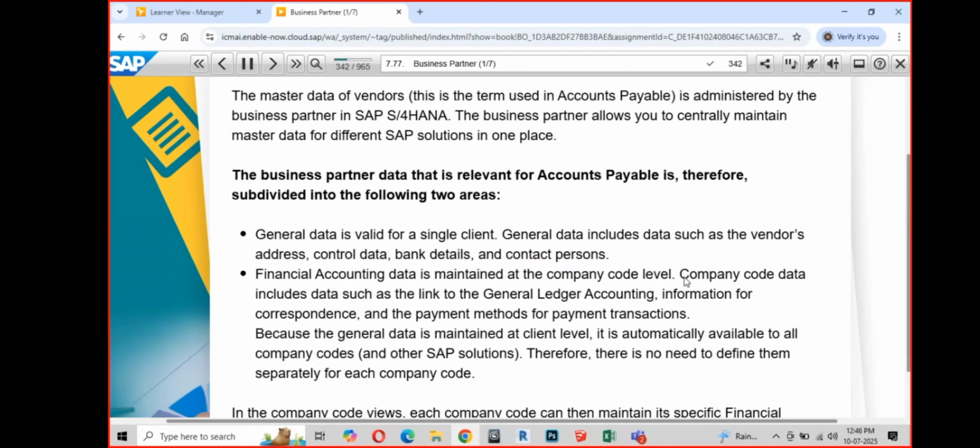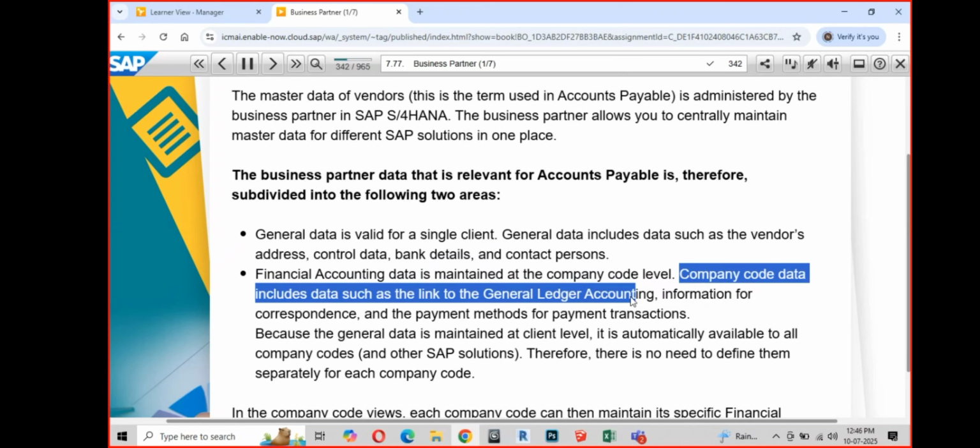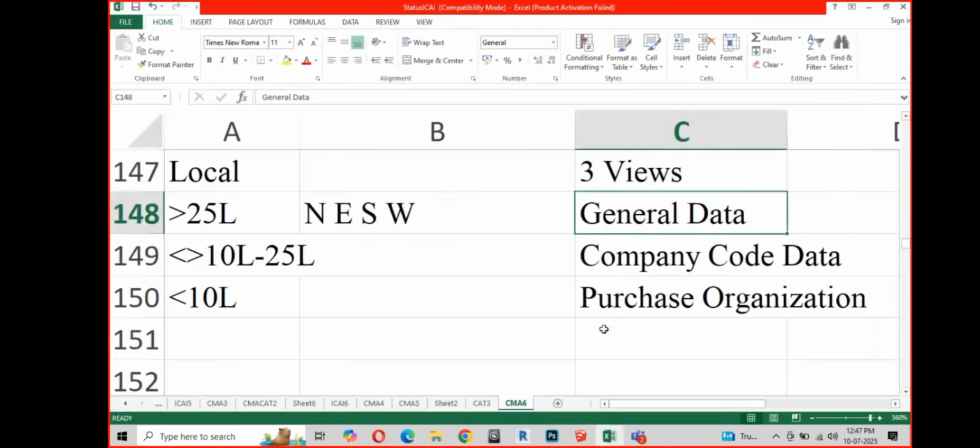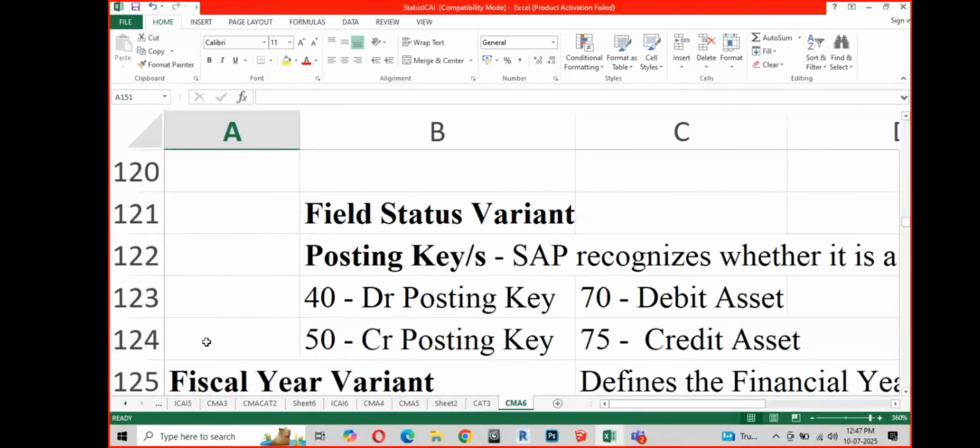Do you see a very interesting line? Company code data includes the data which has a link to the GL accounting. Do you remember something which I referred to yesterday or the day before? How is this part of the data talking to the general ledger accounting? Finally, all the transactions should hit the finance and should get accounted. How is this happening?